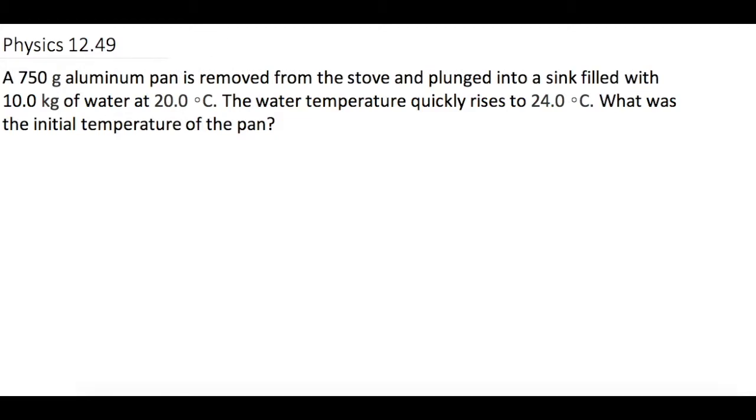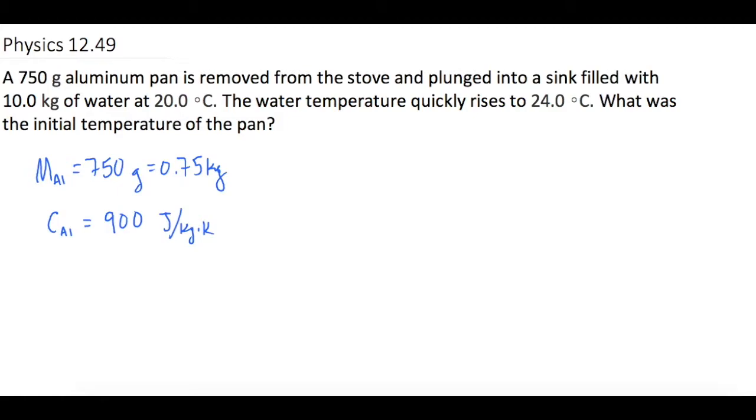All right, so let's make a list of everything we know. So we know the mass of aluminum first. Mass of aluminum is 750 grams, which is 0.75 kilograms. And we know the specific heat, C, of aluminum. If you look it up in the book, it is 900. You can also find this on the constants page under the resources tab up in the top right hand corner. It's 900 joules per kilogram times Kelvin.